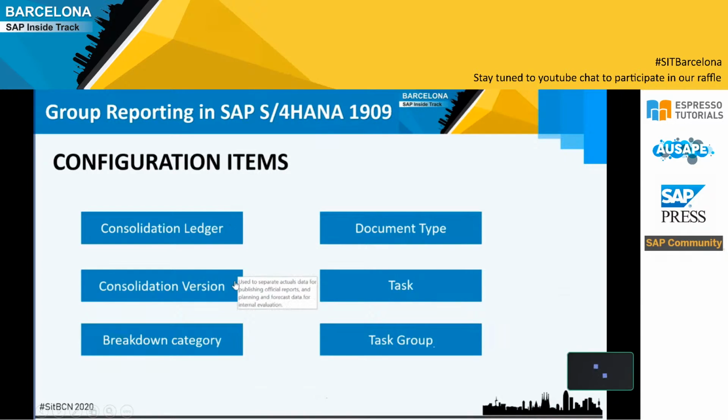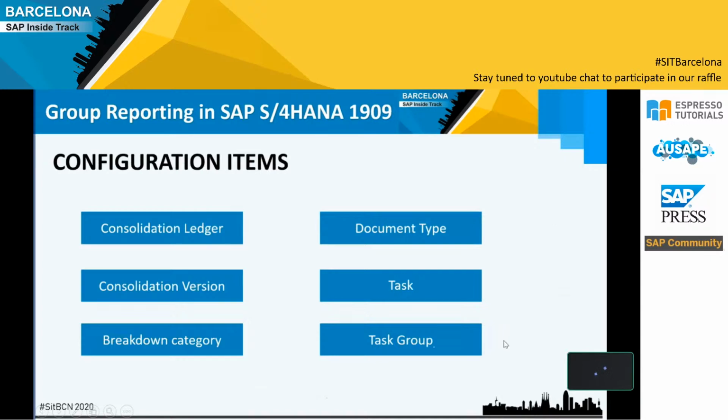Then we have the consolidation version, which is used to separate planning, forecast, or actual records within the reporting and closing processes. Then we have the breakdown category, which allows us to identify the mandatory and optional characteristics for each of the postings in Group Reporting. Then we have the document type, which identifies the type of operation that we will do.